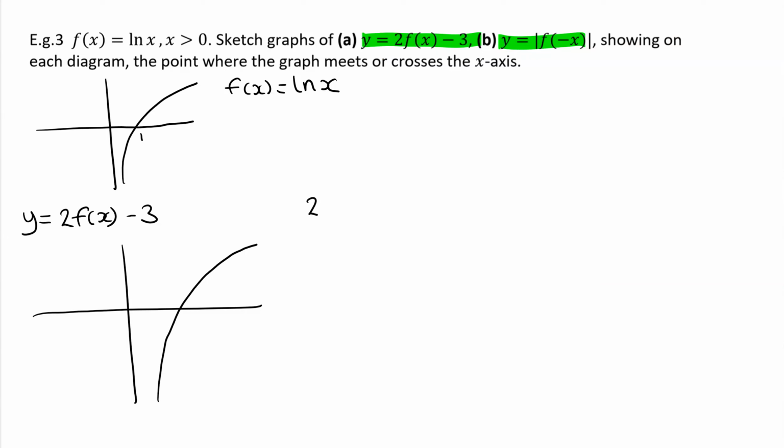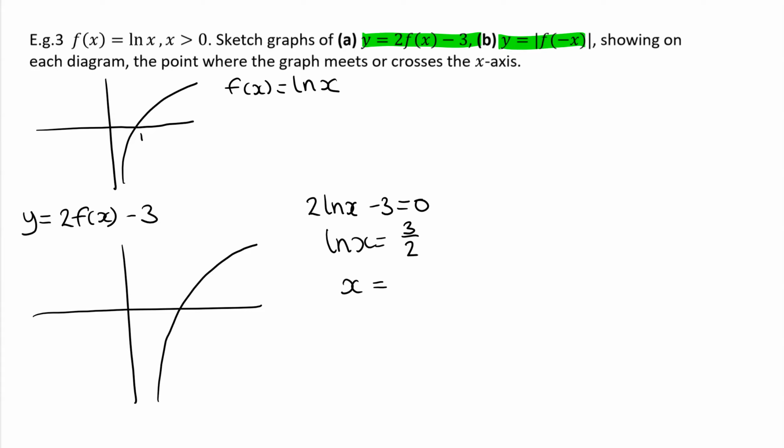So I need to set this equal to 0. Remember, f of x is natural log of x, so 2 natural log of x minus 3 equals 0. Rearrange this, you get natural log of x equals 3 over 2. And then what we do is take e to the power of both sides. So if I take e to the power of the left-hand side, so e to the power of natural log of x, that just equals x.